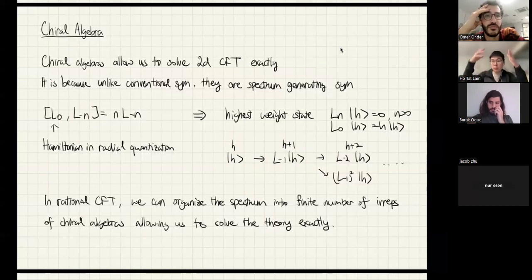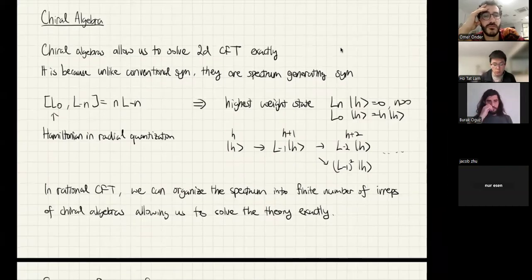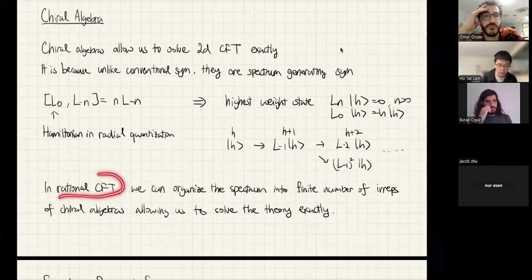In principle, your CFT should have an infinite spectrum, right? But because you can group things into families, in the nice case, what are called rational CFTs, the spectrum can be organized into a finite number of representations under these chiral algebras. And in that case, we can solve the theory explicitly because of this significant cut down of the dimensionality that we need to deal with.